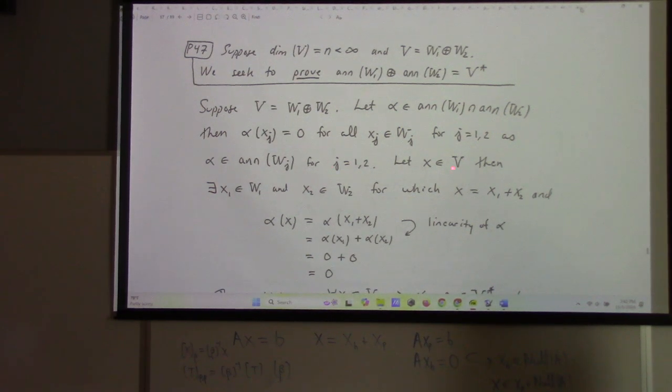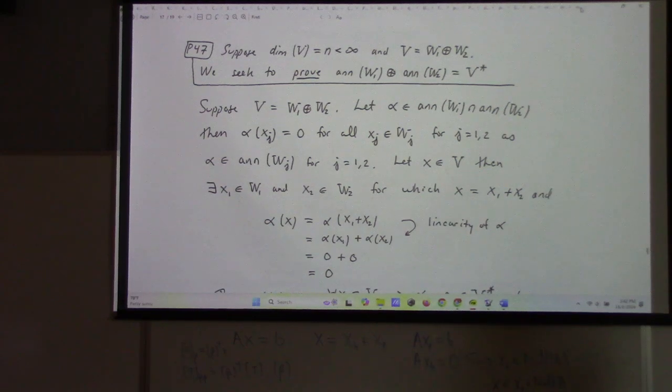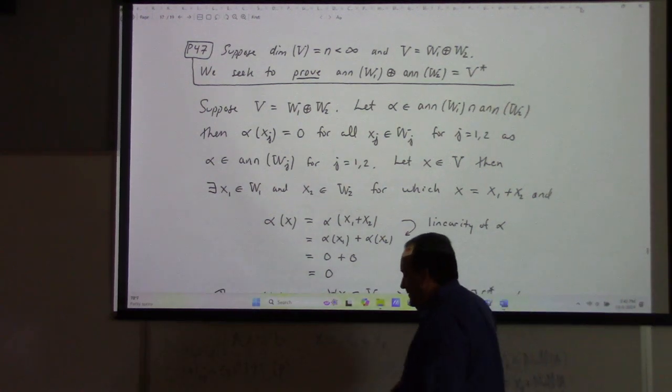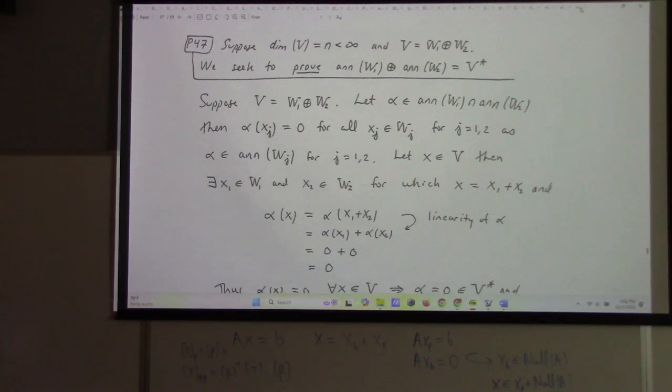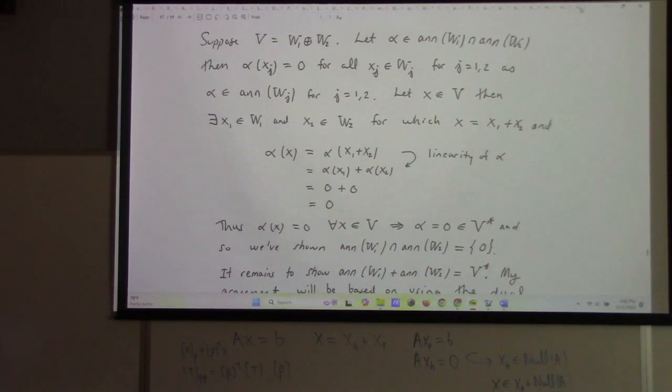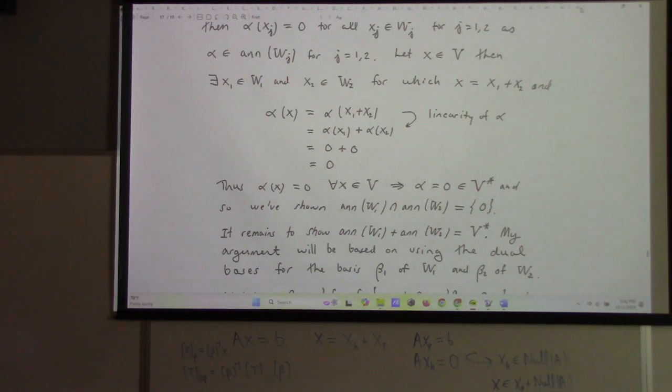Which X was this in V? Oh, that's right, any X in V it kills. Therefore, it's in the annihilator. Well, therefore, what? If alpha of X kills every X in V, that makes alpha not just any dual vector, but the 0 dual vector, because it kills every single vector. So alpha is equal to 0, which shows that if we pick something in the intersection of the annihilators, it's just the 0 dual vector. So that shows that the intersection of annihilator 1 and annihilator 2 is 0.